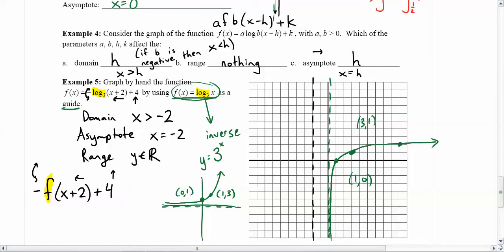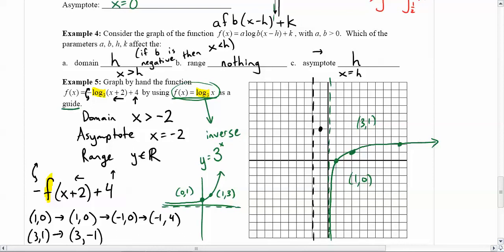So again, I can take this point by point. I'll take the point 1, 0. First thing I'll do is reflect it by changing all the y's. Then I'll move it 2 units left, and then I'll move it 4 units up. And that gets me my point on my new graph. I'll take the point 3, 1. I'll first reflect it by changing the y's from positive to negative, then move it 2 units left, and then move it 4 units up. So I get the point 1, 3.